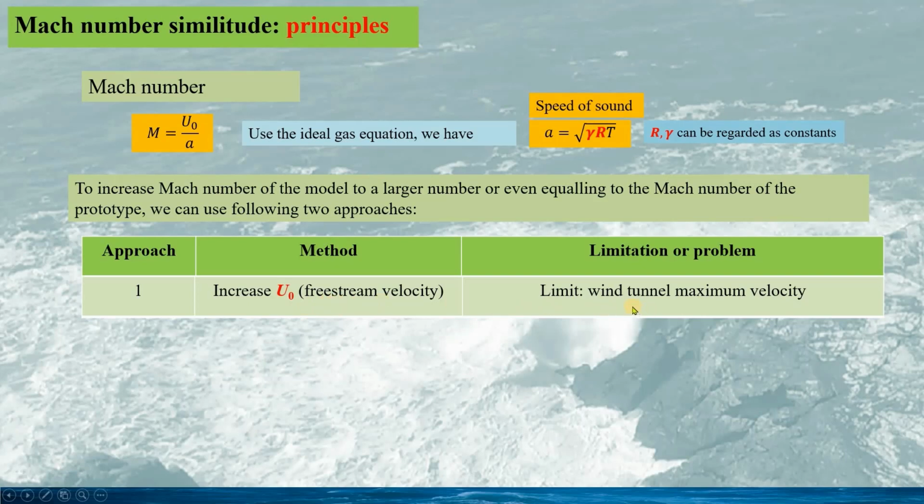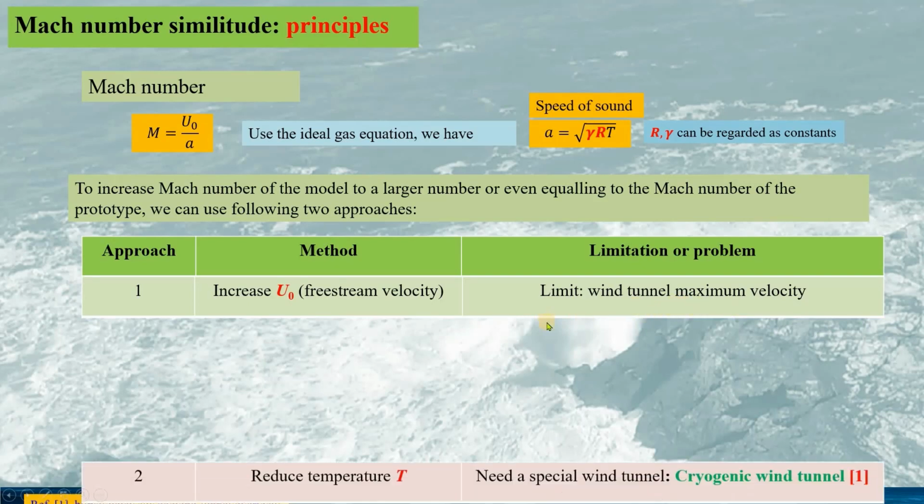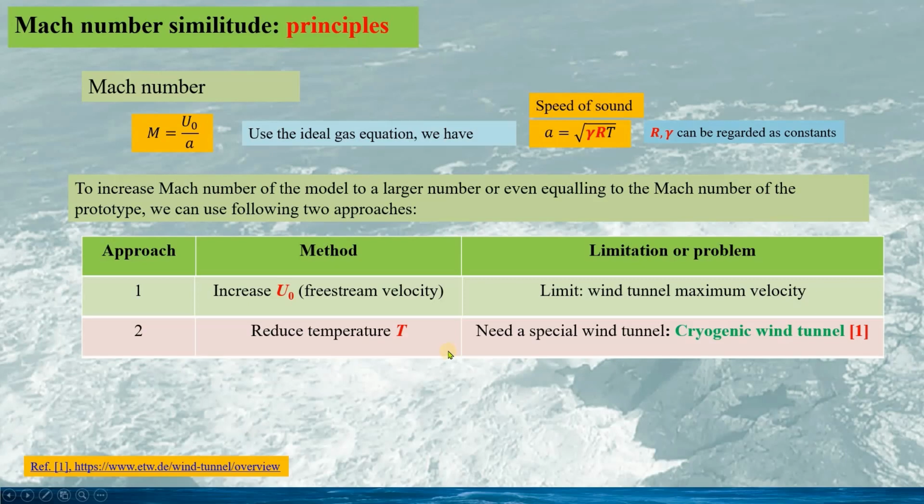There are two different ways to increase the velocity of the free stream. The problem is we may have a limit on the wind tunnel maximum velocity. Another way for increasing the Mach number is to reduce the temperature of the wind tunnel. Here, by this equation, we can see that by reducing the temperature, we can reduce the speed of sound. So this is the special issue in the cryogenic wind tunnel.